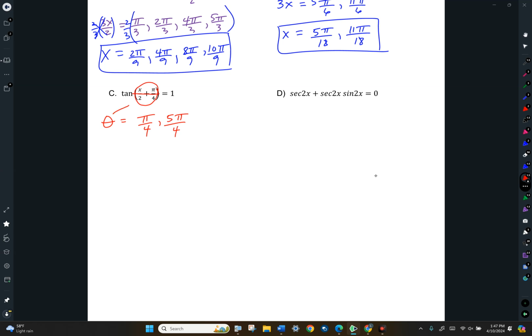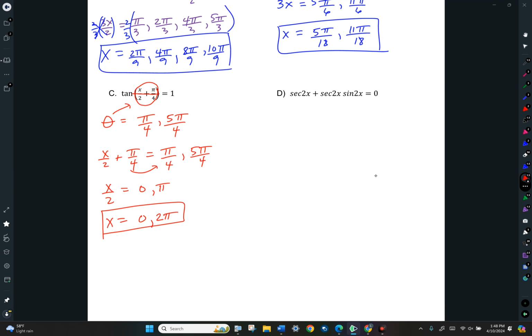But remember, theta was actually x over 2 plus pi over 4. So I need that angle to either equal pi over 4 or to equal 5 pi over 4. So if I'm going to solve, first I'm going to subtract pi over 4. So x over 2 equals, if I subtract it from that, I have 0. If I subtract it from 5 pi over 4, don't I have 4 pi over 4, which is just pi? And then last step, if I'm going to solve for x, I'm going to multiply by 2. So x is either 0 times 2 is 0, or if I multiply the second one by 2, I get 2 pi.